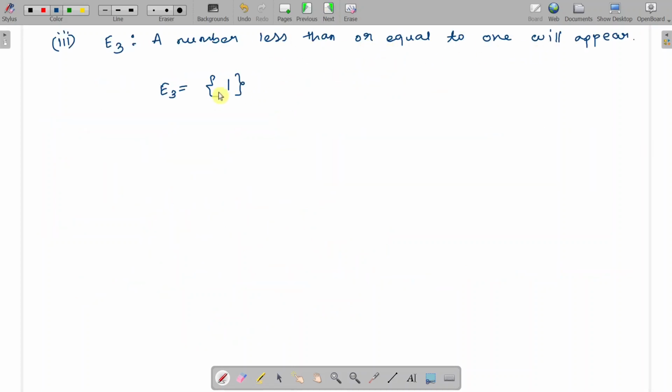So E3 will be equal to the singleton set containing 1, so therefore the probability of E3 is equal to n of E3, right? So what is n of E3? So n of E3 is 1 because it contains only one element, divided by n of S, that is equal to 1 by 6. Okay, now fourth event, let us see.